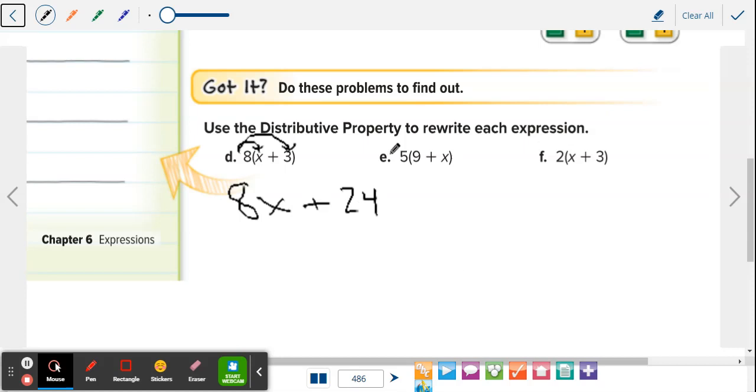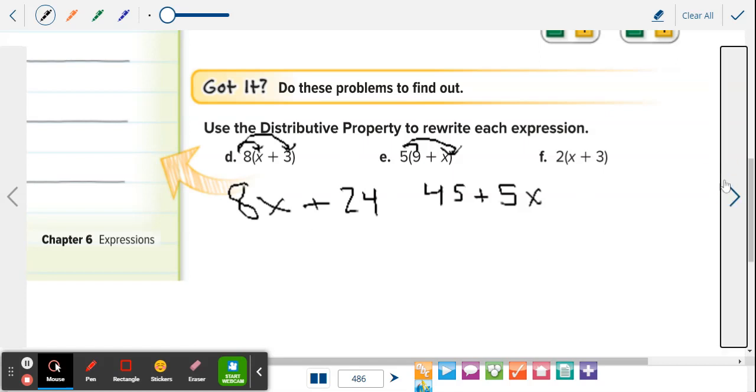Okay, letter E, same thing. We're doing 5 times the number on the inside, 5 times the other one. So 5 times 9, 45, plus 5x. Keep it in the same order that they write it in. If they put the number first, you put the number first. If they put the variable first, put the variable first. Keep it in the same order. Okay, any questions on this so far? Any questions? So that's the distributive property.